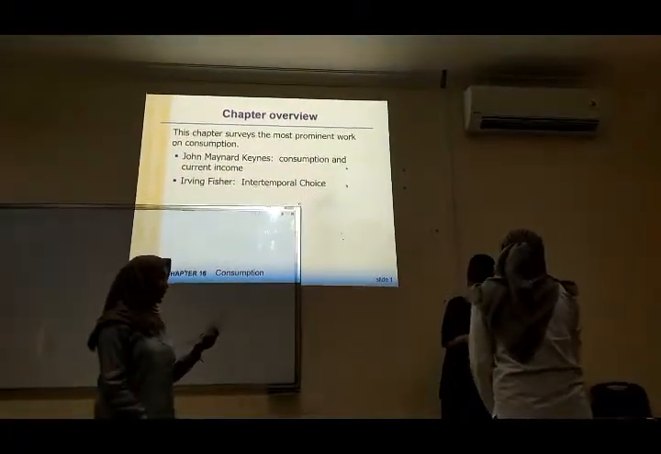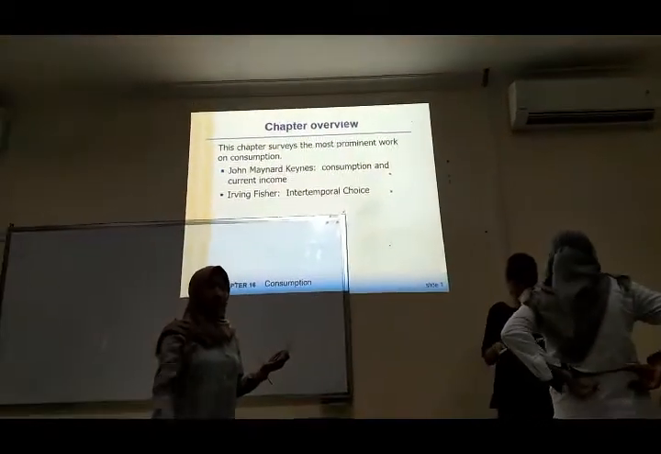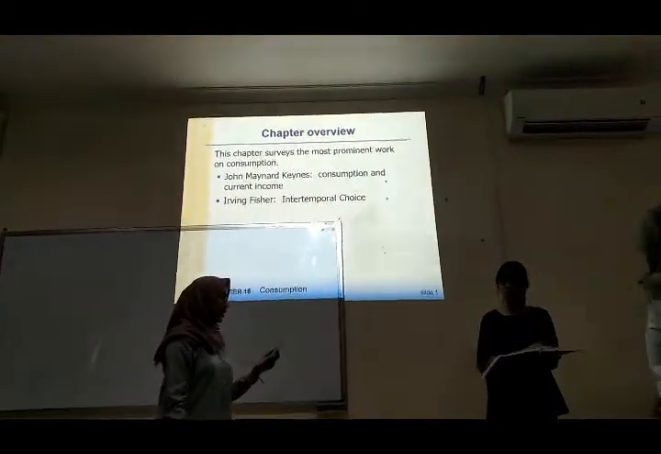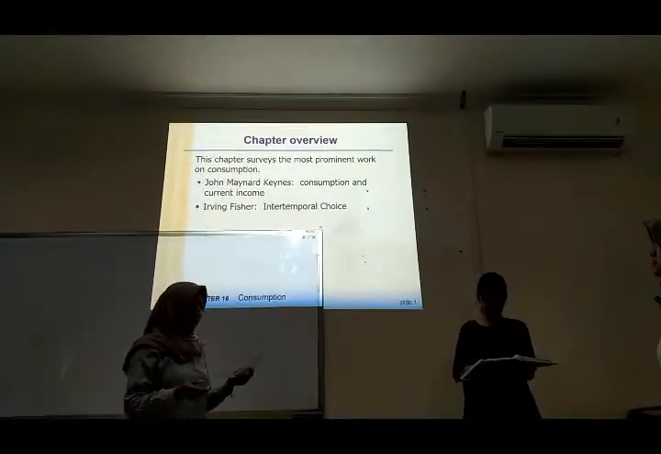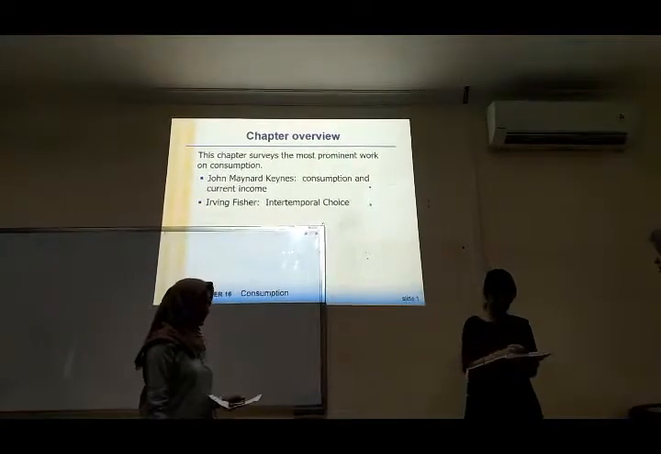So we have the explanation about Maynard Keynes and Irving Fisher. Keynes tells about consumption and current income, but Fisher tells us about intertemporal choice.